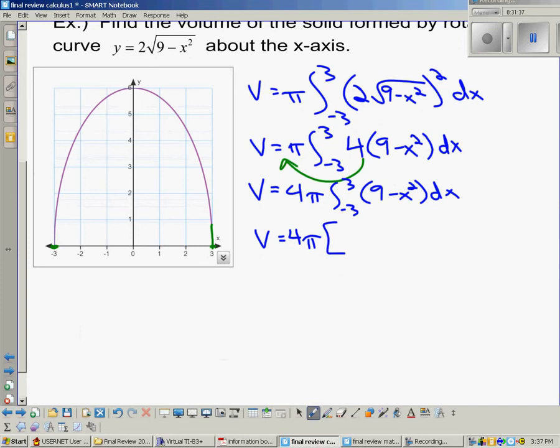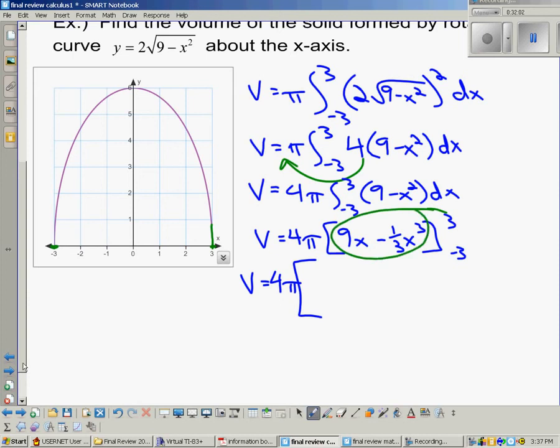Okay, finally we get to integrate. The integral of 9 is 9x minus, this one's going to be an x to the power of 3. I need a 1/3 in front, from 3 to -3. Alright, let's get some big brackets here. This is going to be whatever I get when I sub in 3 to the whole function. So 9 times 3, maybe I'll do that in green to keep it clear which part is which. 9 times 3 is 27, minus 1/3 times 3 cubed, so that's 1/3 times 27. That would give us 9.